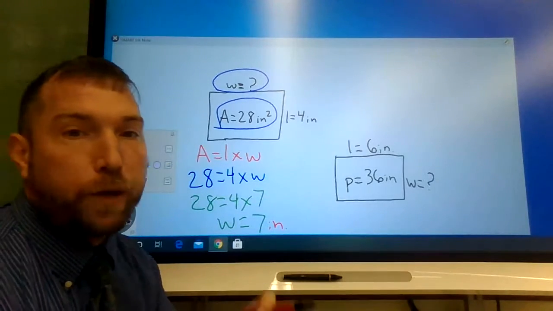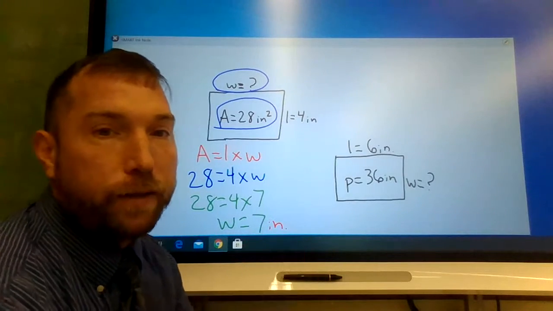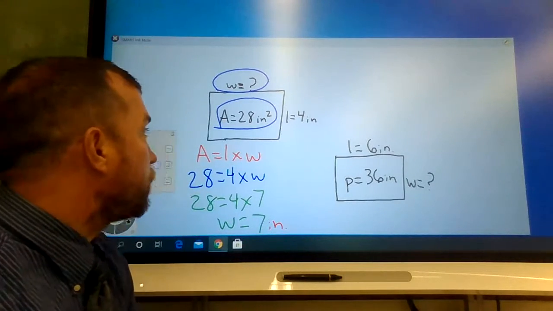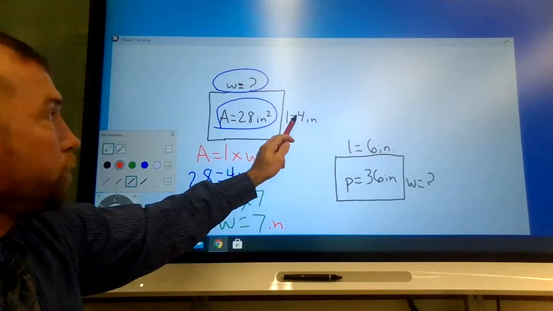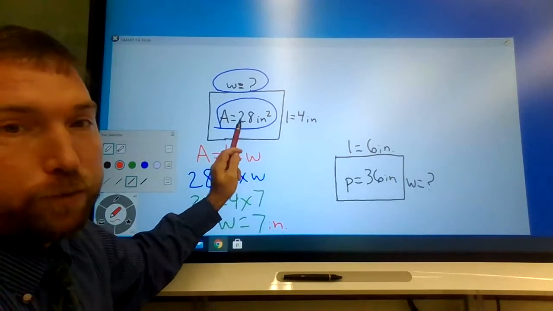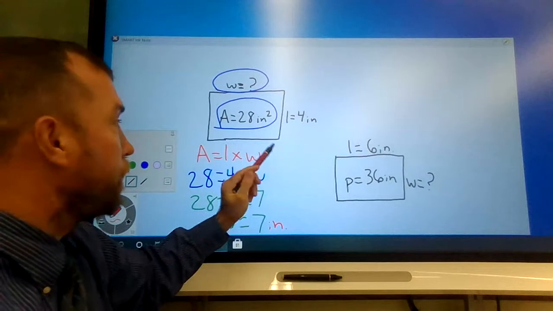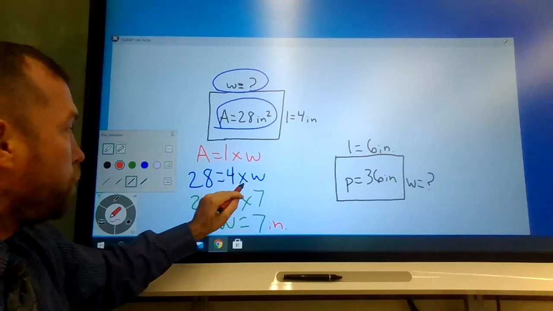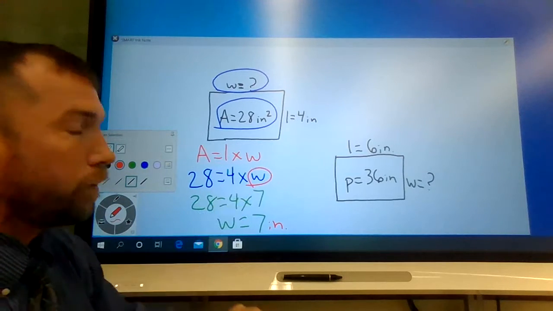That's how you kind of work backwards when you know the area to find that missing dimension or that missing piece. And so it's not 28 times 4. That's kind of a common mistake people do. They say, well, we have 28, we have 4, we've just been timesing them together. That doesn't work. We have that missing piece here.